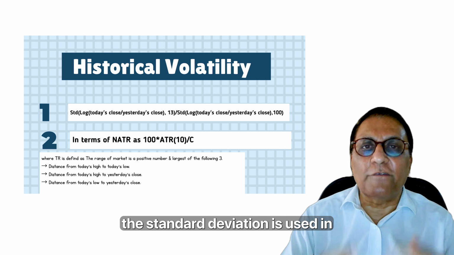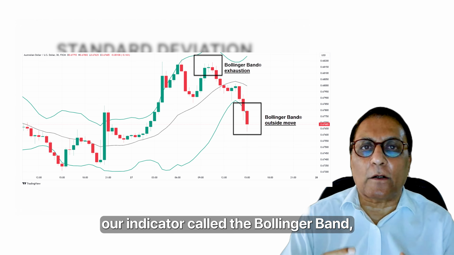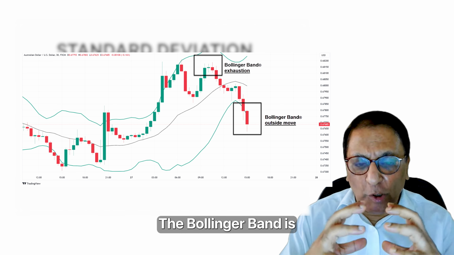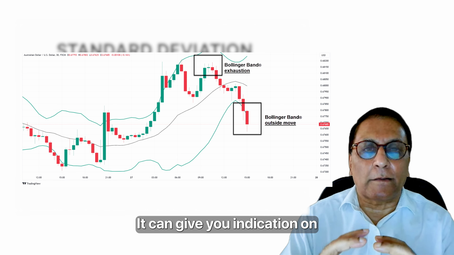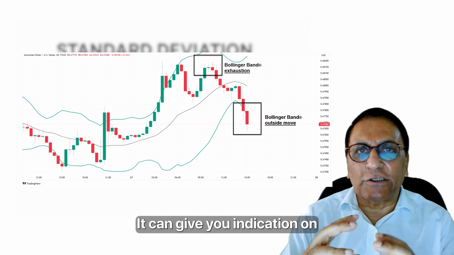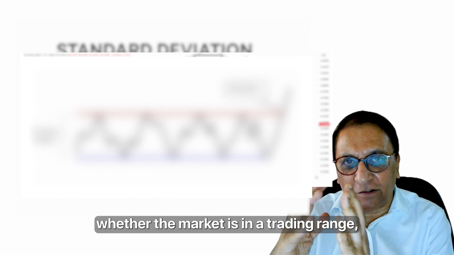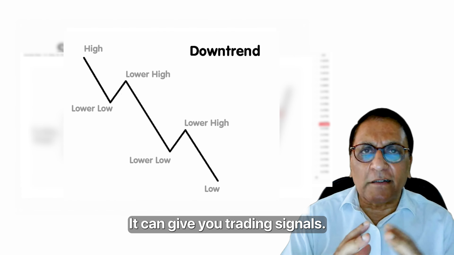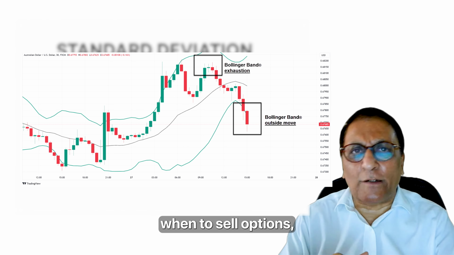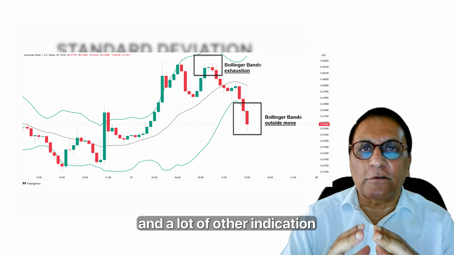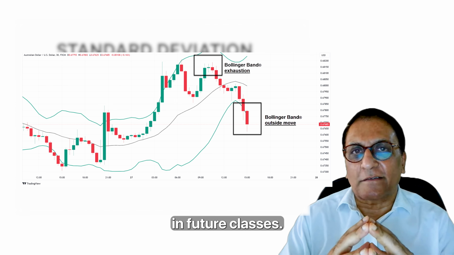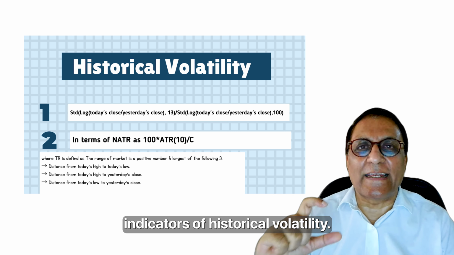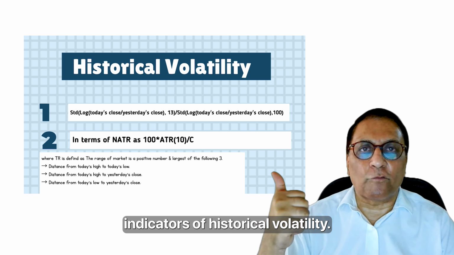In fact, the standard deviation is used in an indicator called the Bollinger Band, which we shall be studying in a future video. The Bollinger Band is a very powerful indicator. It can give you indications on whether the market is in a trading range, whether the market is in an uptrend, downtrend. It can give you trading signals. It can tell you when to buy options, when to sell options, and a lot of other indications which we shall be studying in future classes. So basically, these are the two major indicators of historical volatility.